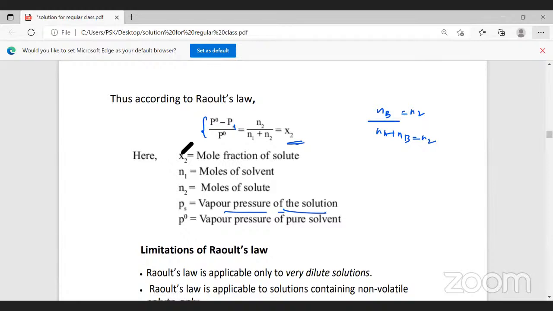Did you understand Raoult's law? The first colligative property we are finishing. We'll have to work out some problems. All right. Let's see how we can go about the problems.